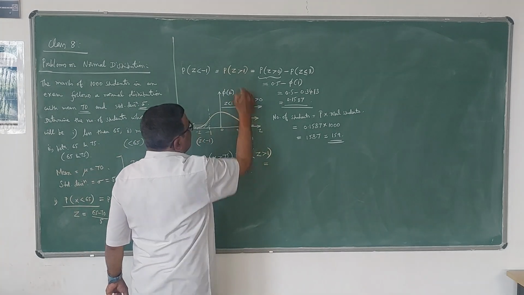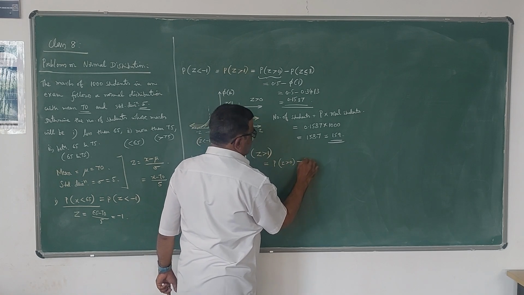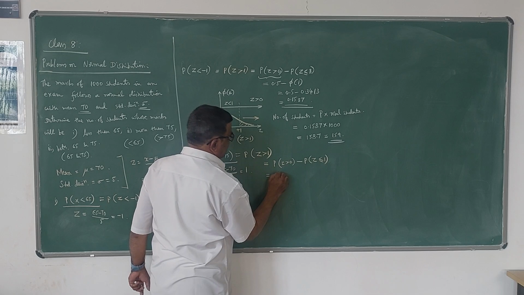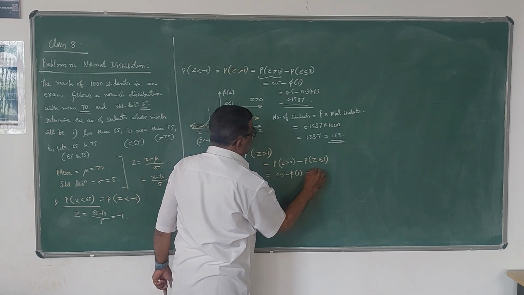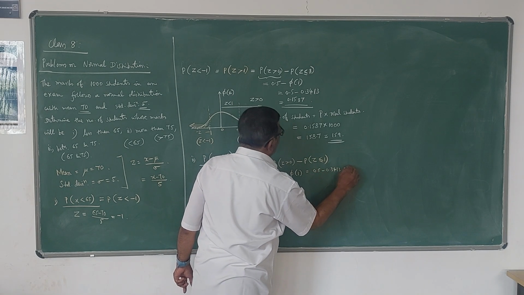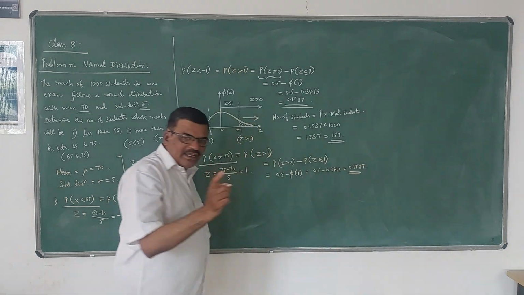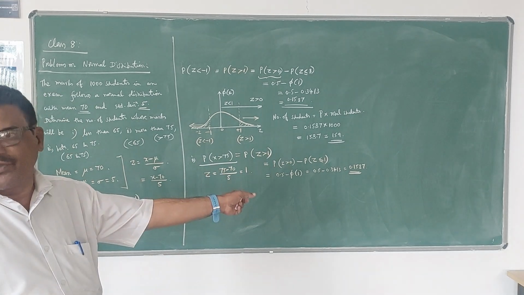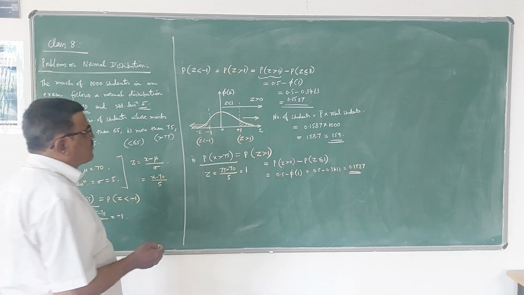P of z greater than 1 means it is the same thing as P of z greater than 0 minus P of z less than or equal to 1. So which is the same thing as 0.5 minus phi of 1, which is 0.5 minus 0.3413, that is 0.1587. So getting more than 75 marks, the same number of students you are going to get. Less than 65, more than 75, same number of students.